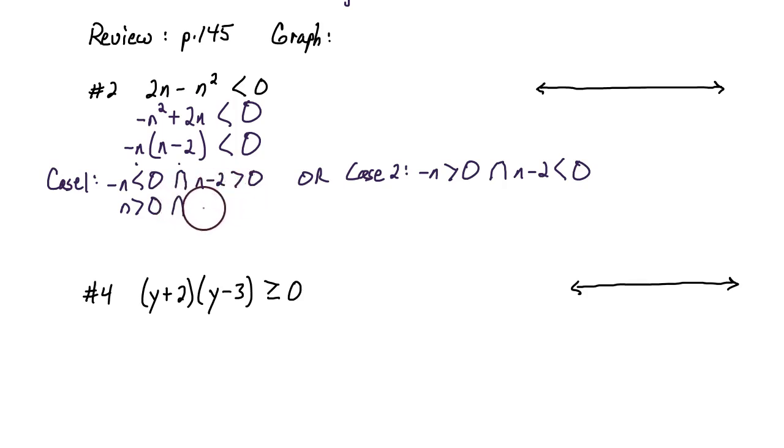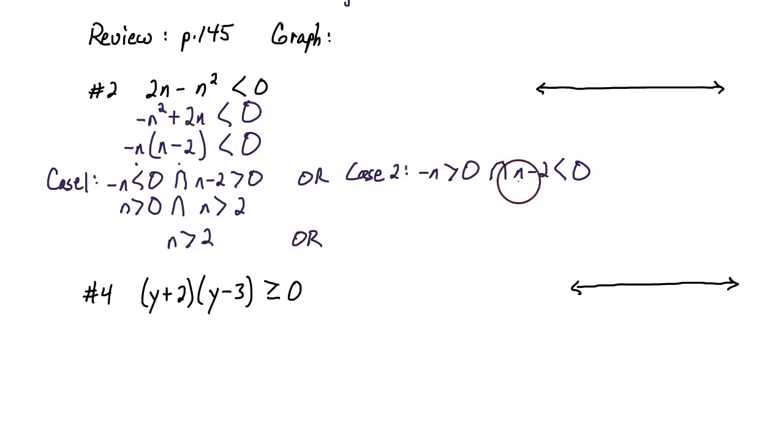Over here, add 2 to both sides. Now think about what this statement is describing. N is a number that's greater than 0, and at the same time, it's greater than 2. This could be written with the single expression, n is greater than 2.